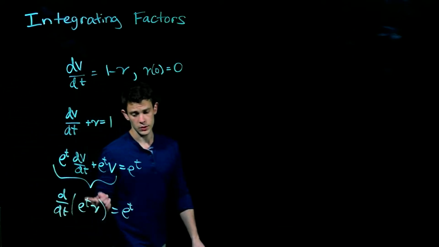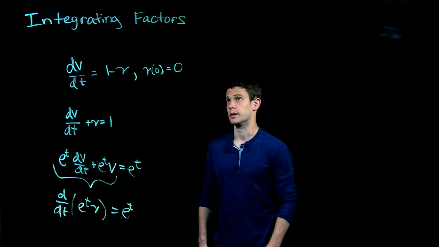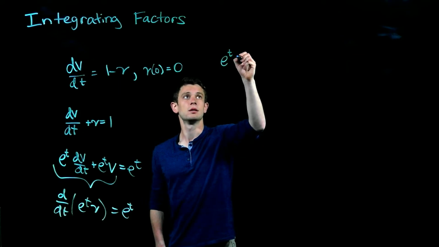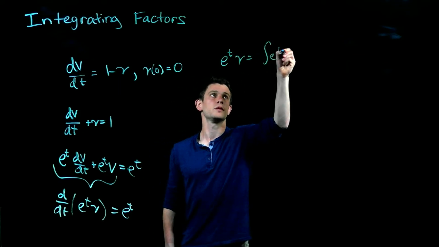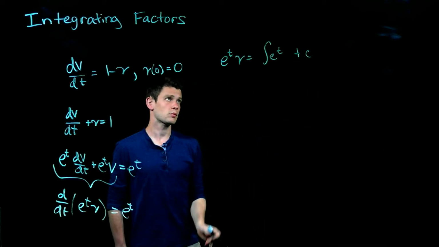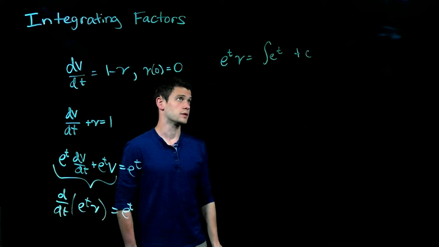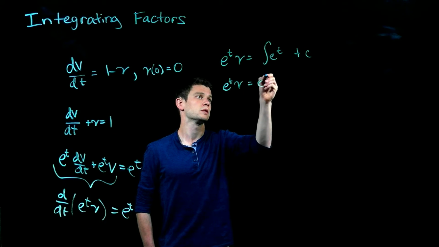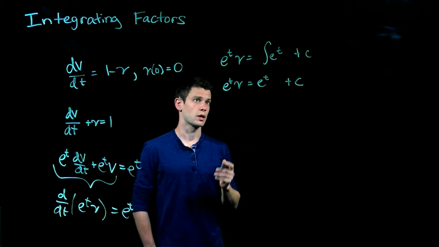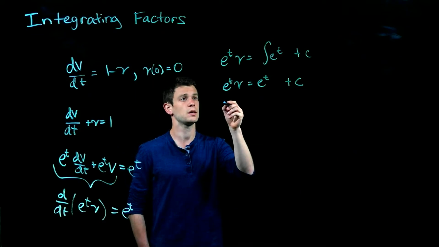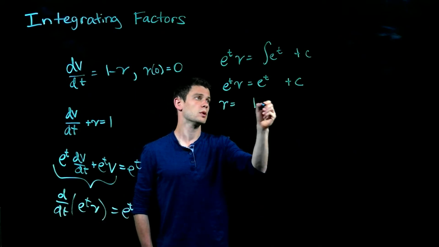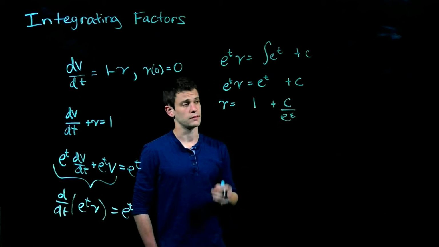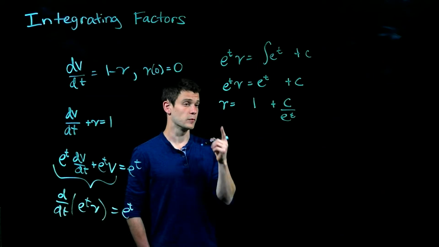Great. So once we have this part, we can just integrate left and right hand side to solve this problem. So we have e to the t times v is equal to the integral of e to the t plus a constant. Well, we know the integral of e to the t is e to the t, so we can just rewrite e to the t times v is equal to e to the t plus a constant. Great. Now, dividing out by e to the t, we have v is equal to 1 plus c over e to the t.